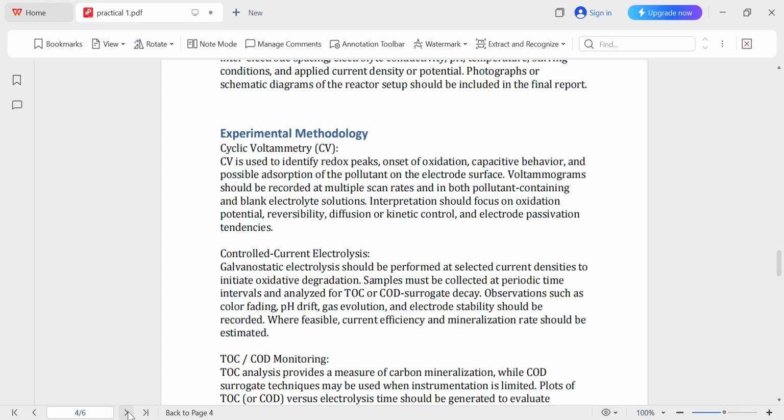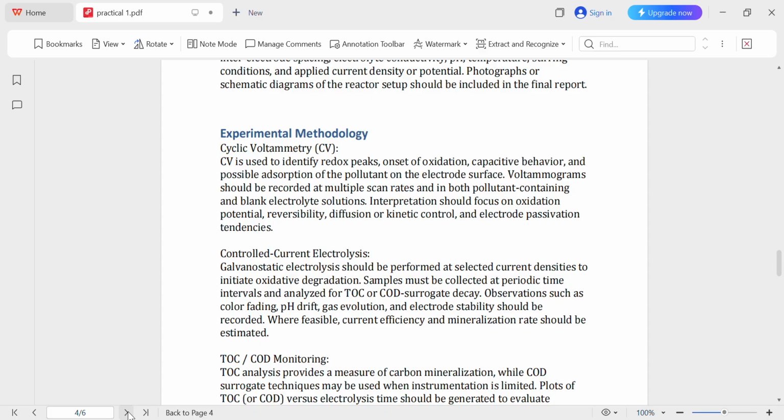Interpretation should focus on oxidation potential, reversibility, diffusion or kinetic controls, and electrode passivation. Oxidation potential means the voltage needed to start oxidation, reversibility means whether the reaction can go back. Diffusion and kinetic control means whether the movement of the pollutants or the reaction speed limits the process. Electrode passivation means if the electrode surface gets blocked or loses activity.